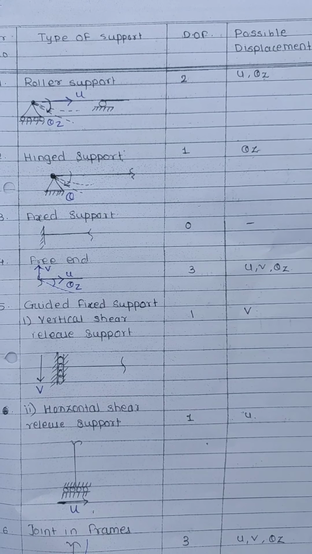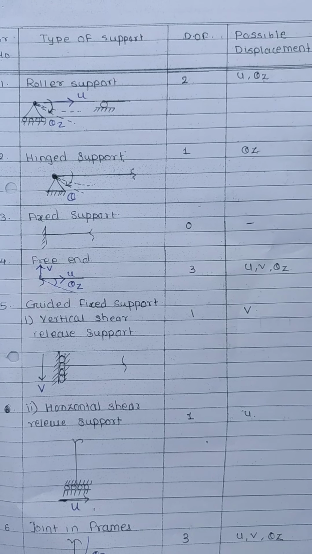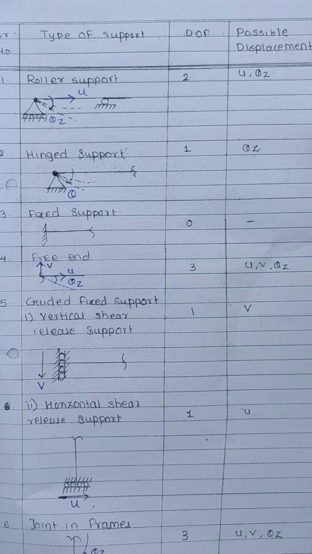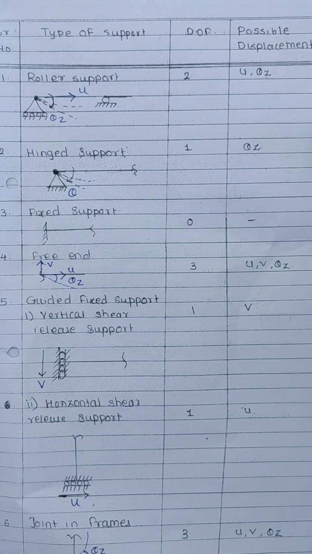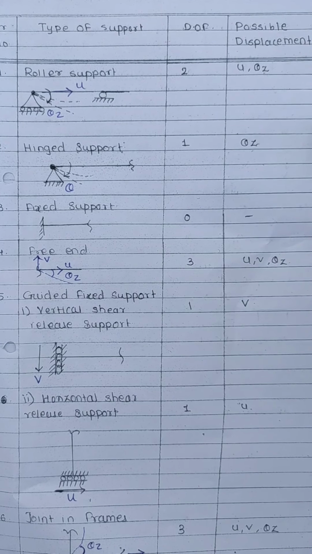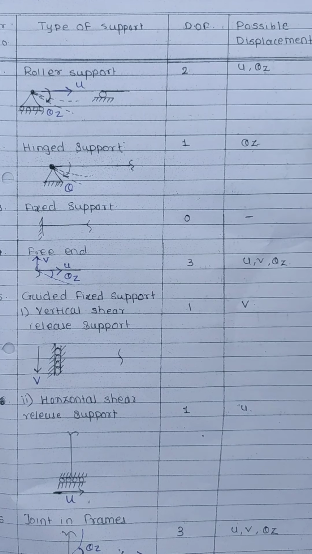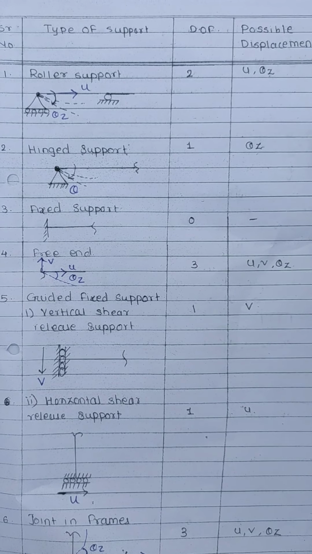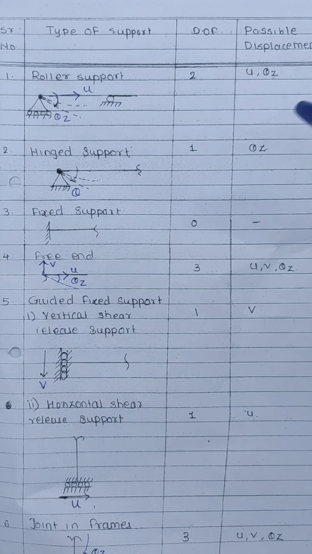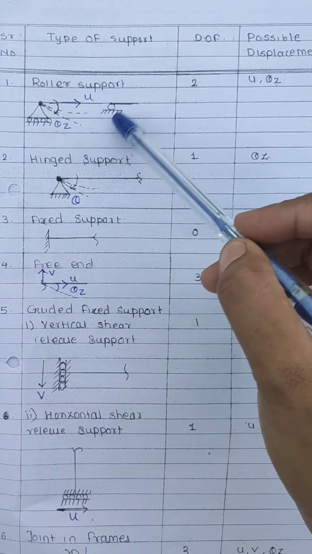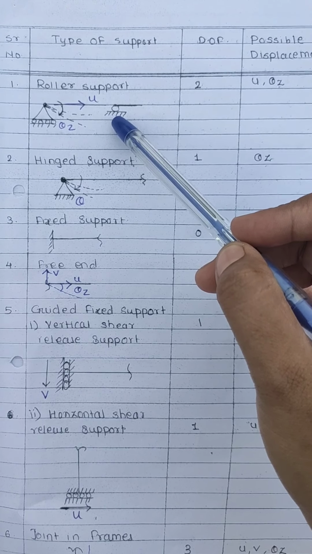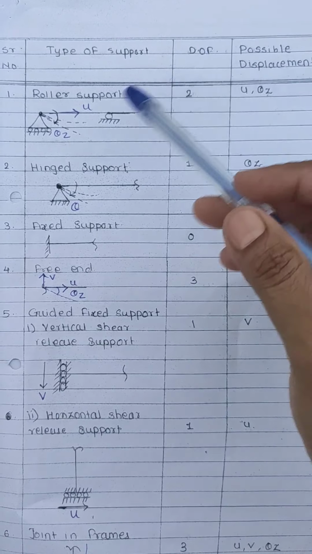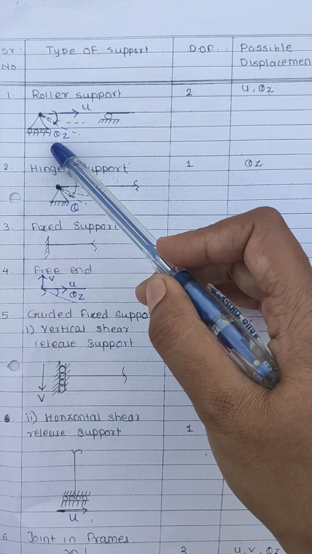Before going to problems, we will discuss some possible displacements for the different kinds of supports which are considered in beam, then in portal frame, then in truss. See here, the first type of support is the roller support. We have already discussed that the possible displacement or degree of freedom is nothing but the number of releases for this particular support.